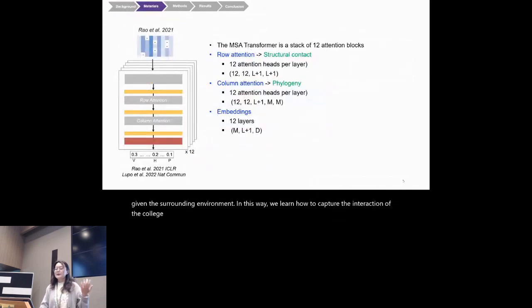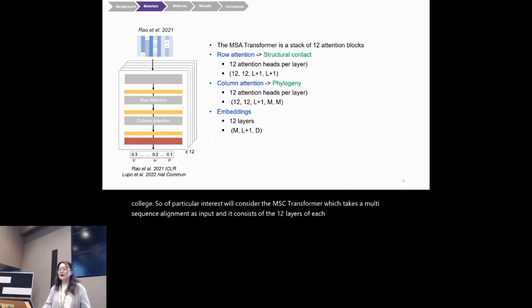Of particular interest, we'll consider the MSA transformer, which takes the multiple sequence alignment as input. It consists of 12 layers. Each layer has 12 row attention heads and column attention heads. And past research illustrates that the column attention heads encode the phylogenetic relationship.